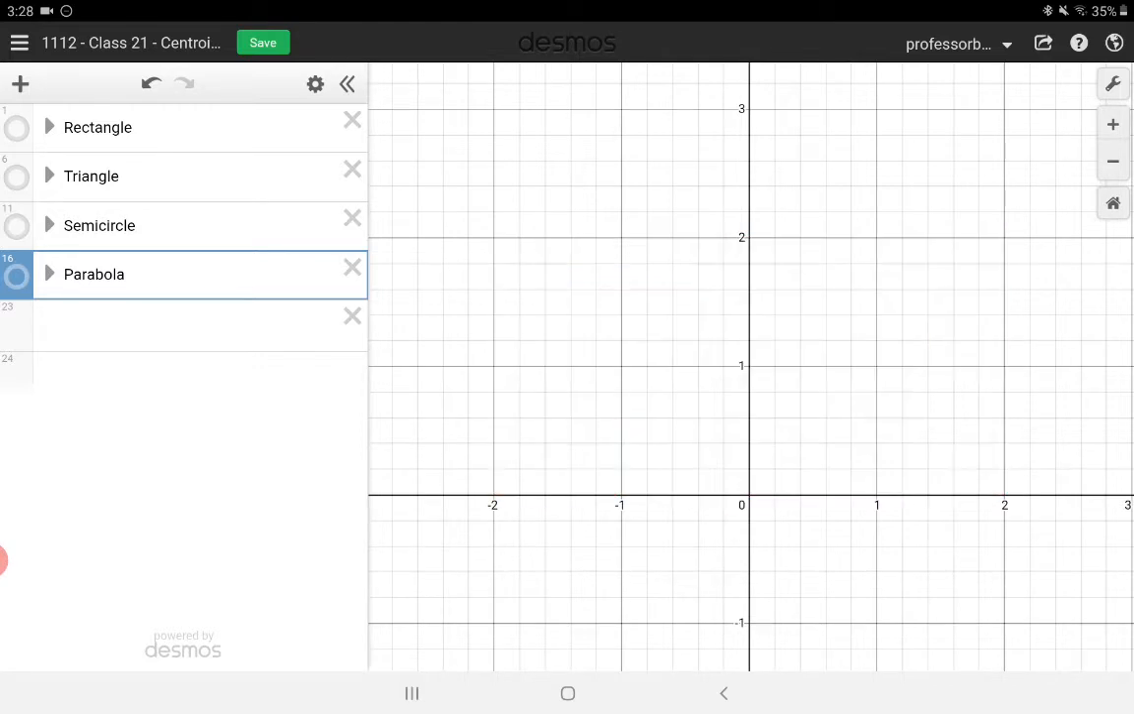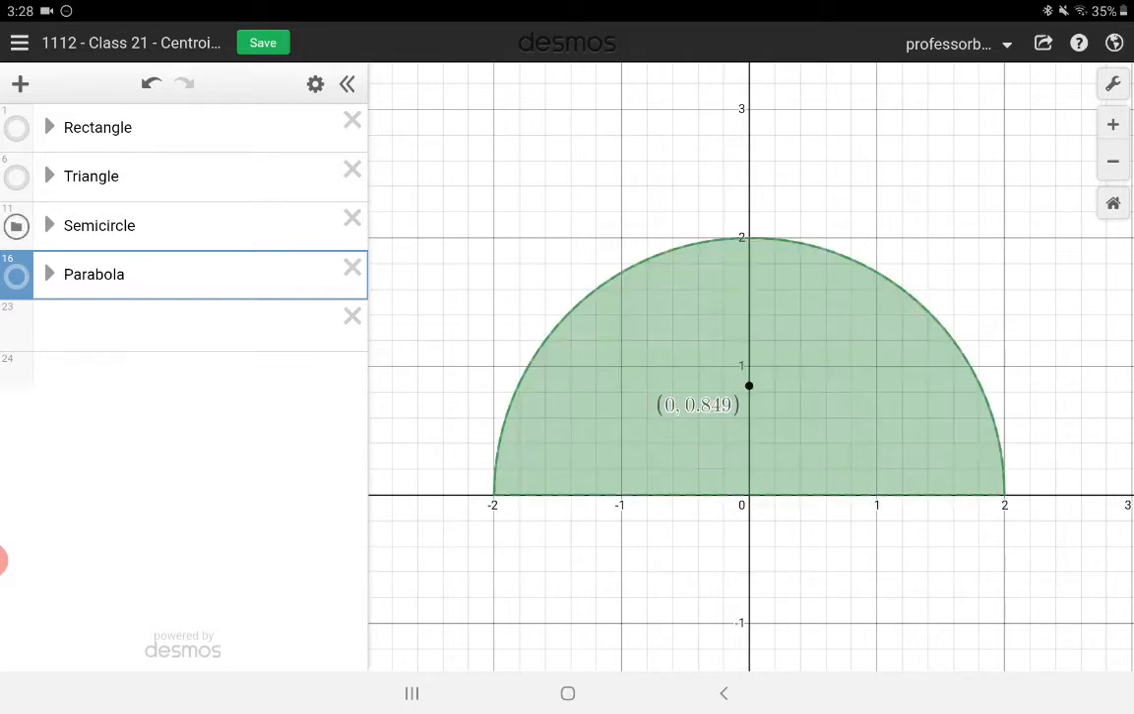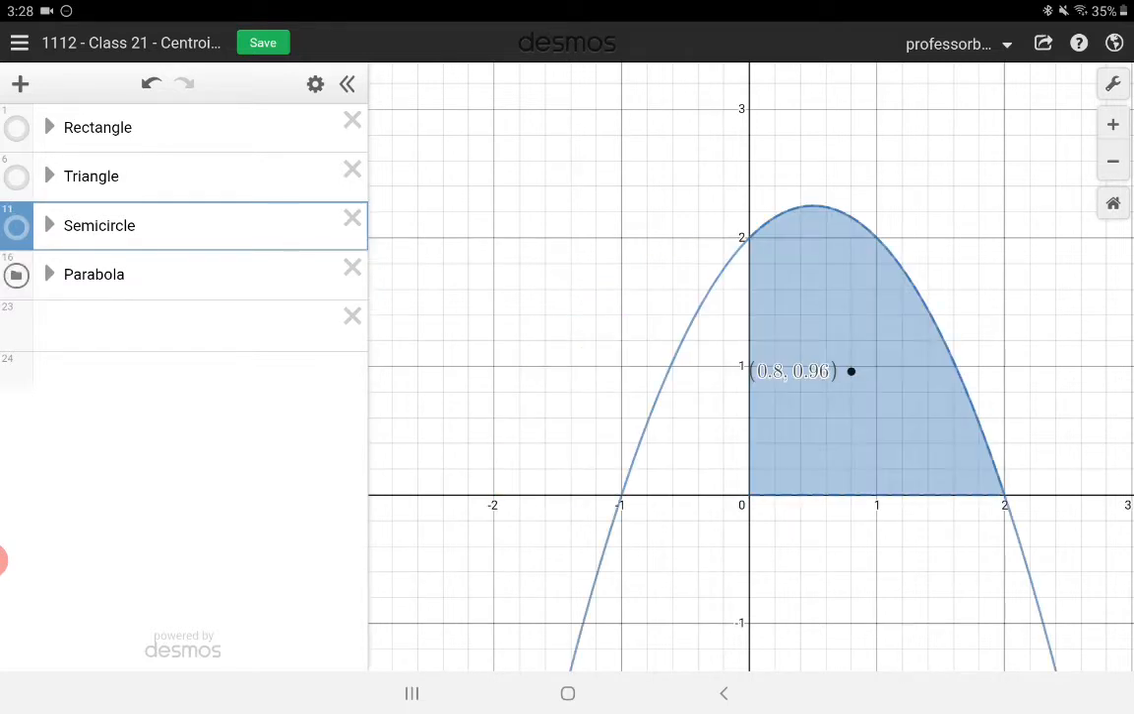See what I'm clicking there. And then I can turn on another one like the triangle. You can see the coordinates. I can turn on the semicircle, and I can turn on the parabola.